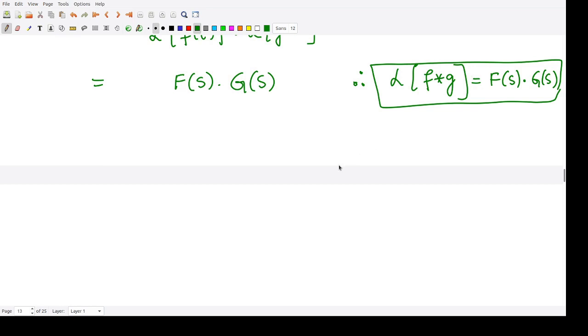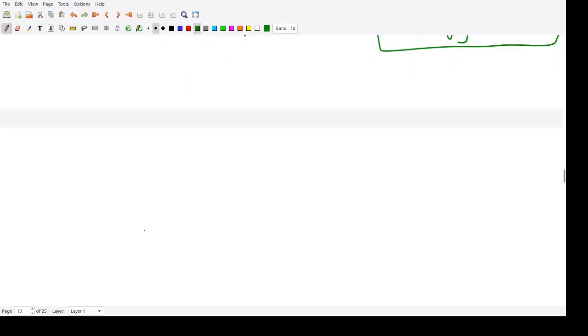Now let us see one example corresponding to this, or how we calculate the inverse Laplace transform using this convolution theorem.